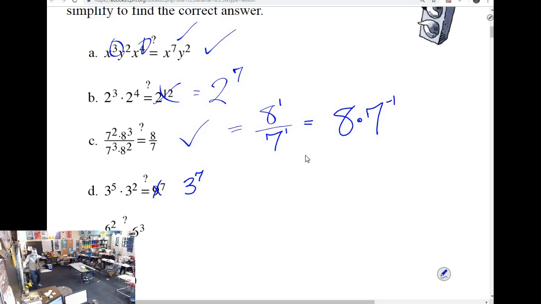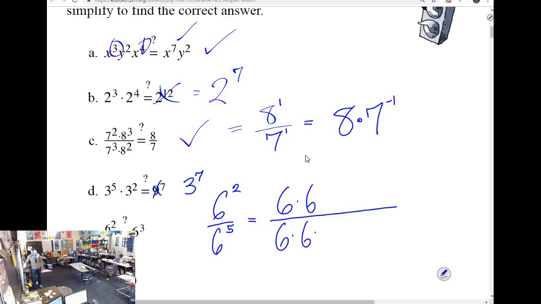Write this down on your paper. 6 squared over 6. Because this is a 2 day lesson, that's why I didn't make you write down the other ones. This becomes 6 times 6. The denominator is 6 times 6 times 6 times 6 times 6. If I'm writing it out, you can write it out. You're younger than me.